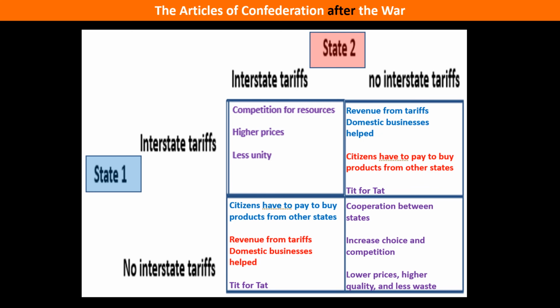Another prisoner's dilemma is the one created by each state's ability to tax products entering their states. Take a moment to pause the video and read the diagram. The big takeaway is that each state had the incentive to act in a mercantilistic type of way, which would lead to unhealthy competition, conflict, and disunity amongst the states.